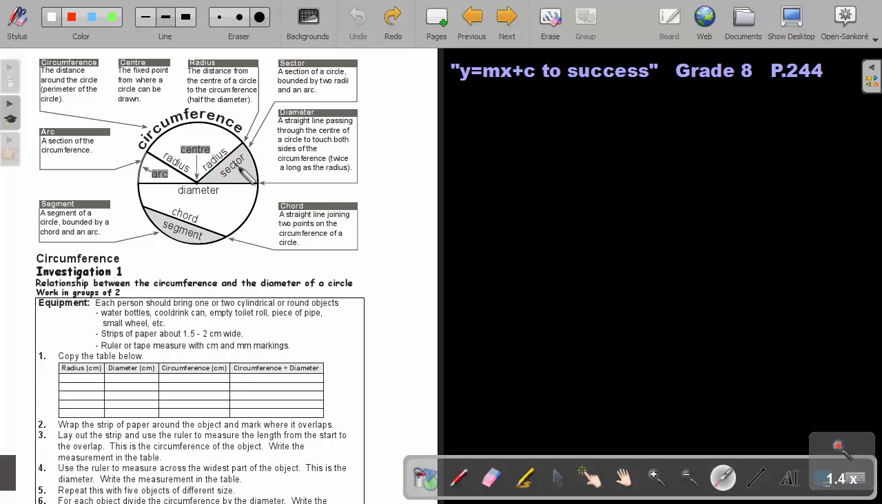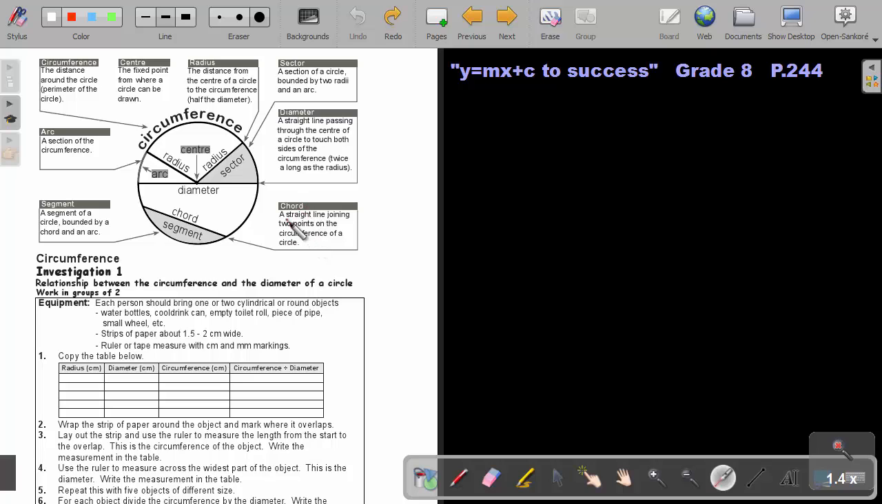A sector, this part. A sector of a circle is bounded by two radii and an arc. So two radii and an arc, that is forming the sector. Diameter, there. A straight line passing through the center of the circle to touch both sides of the circumference, twice as long as the radius. So from one side to the other side through the center, and it's twice as long as the radius.